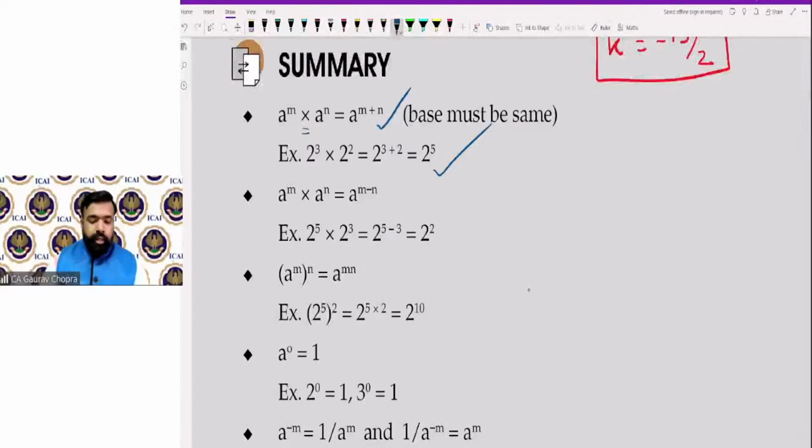Right? Then in the second property, in place of multiplication, it will be division. So just change this. a to the power of m divided by a to the power of n, then the result will be a to the power of m minus n. And the same in the example also, just change the sign. It will be division. 2 to the power of 5 divided by 2 to the power of 3 will become 2 square.